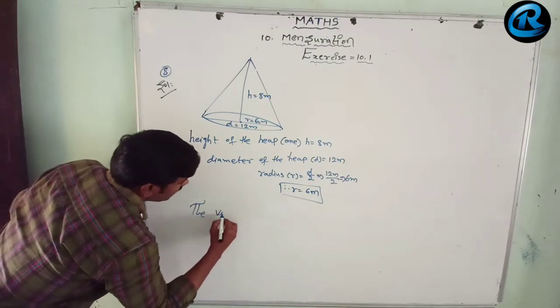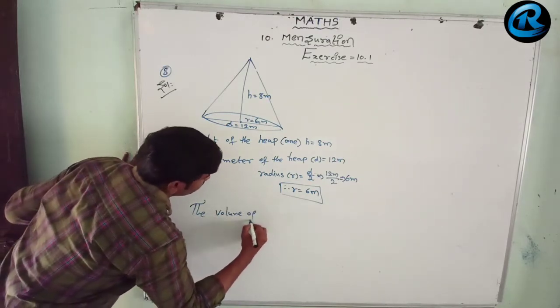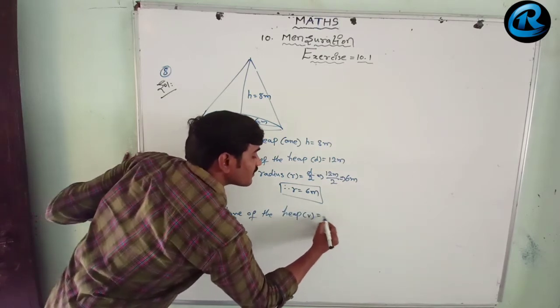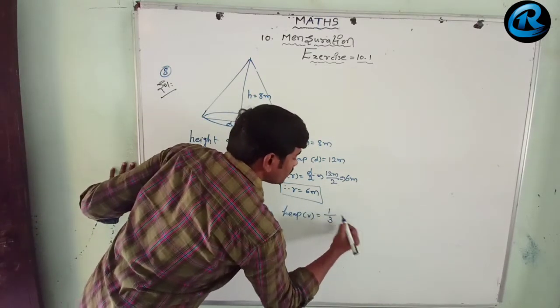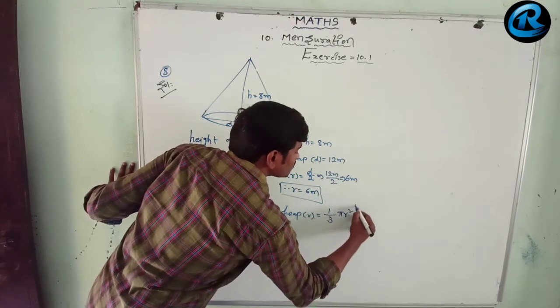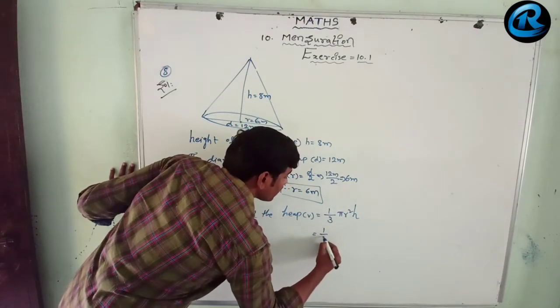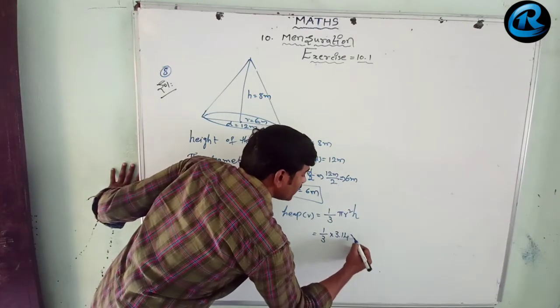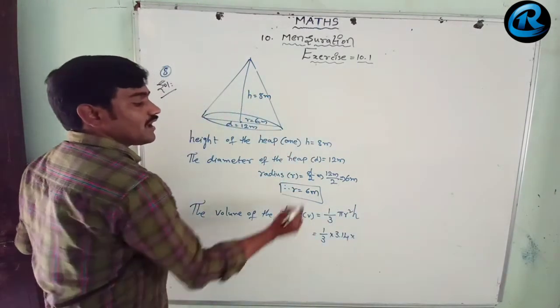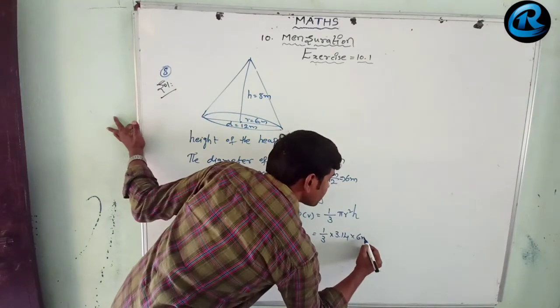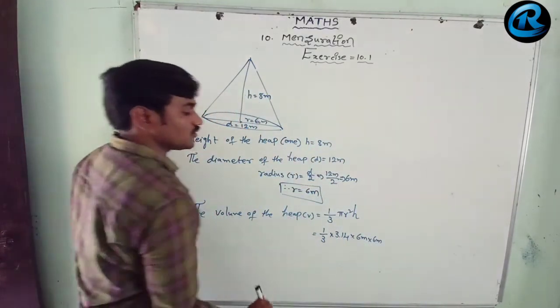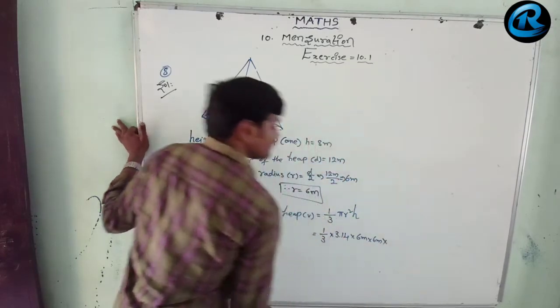Therefore, the volume of the heap, v equal to, what is the volume of the cone? 1 by 3 pi r square h. 1 by 3 pi value, that is 3.14, into r value. R value is 6 meters into 6 meters. Pi value I have taken 3.14 as given in the question. You have to use it.